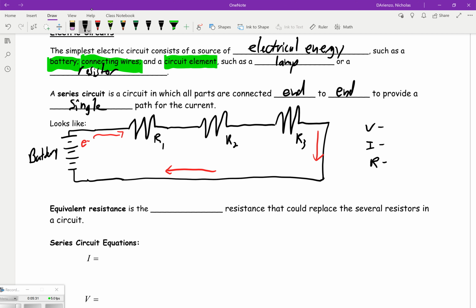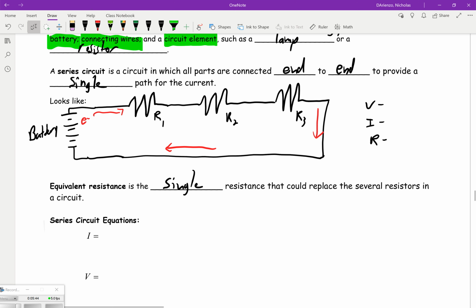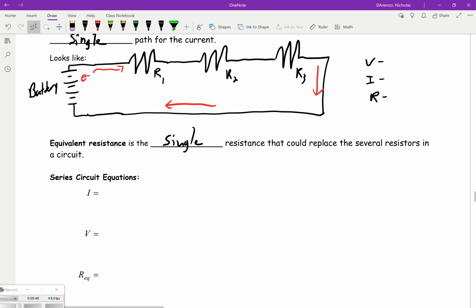Now the equivalent resistance of this circuit is going to be the single resistance that would replace all three of these resistors in this circuit. And there's a way that we can figure out what that is. This is going to be different depending on the type of circuit. I'll give this to you in a series of equations.